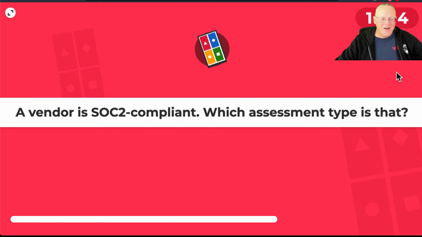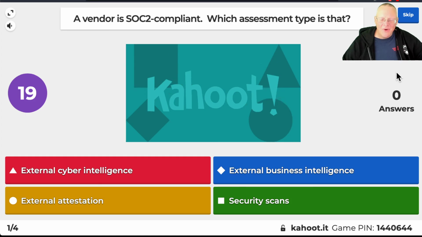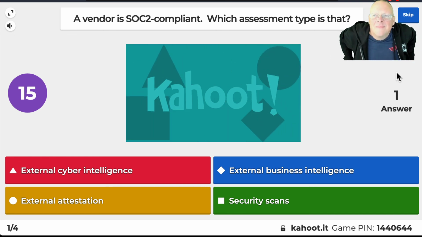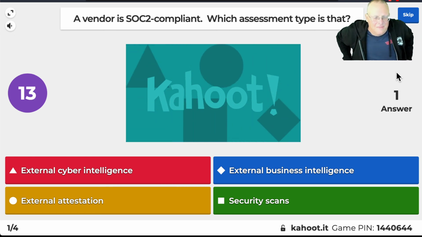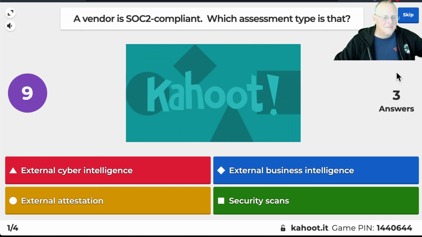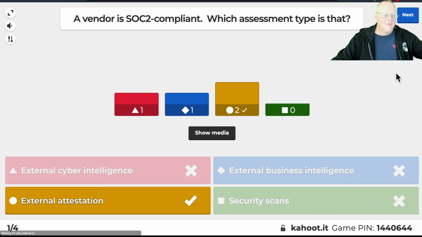All right. So a vendor is SOC 2 compliant. What assessment is that? That's an external attestation. Good.